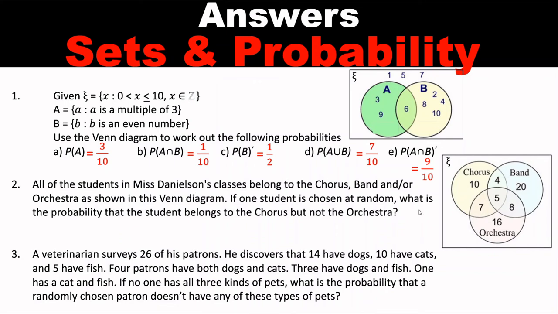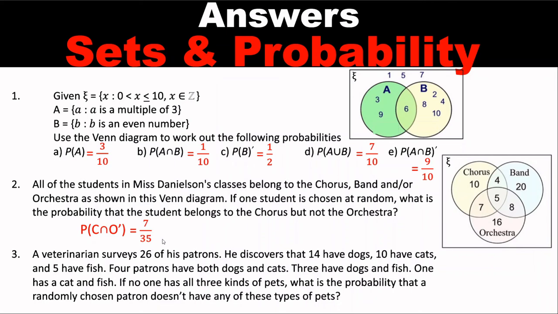Using set theory notation for that, we could say that the probability of this randomly chosen student being in the chorus, but at the same time they're not in the orchestra, is 14 out of 70. Now I've got 7 out of 35 here. How did I get that? Remember to simplify your fractions as much as possible whenever you can. 14 out of 70 can be simplified by dividing both numerator and denominator by 2. 14 divided by 2 is 7. 70 divided by 2 is 35.